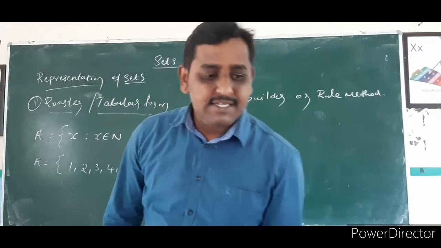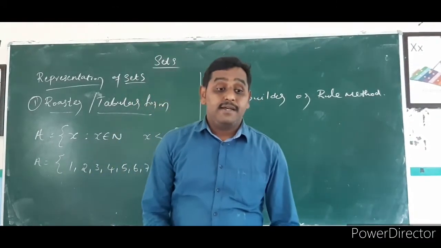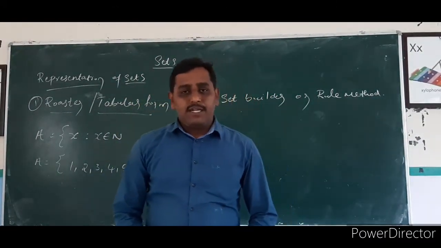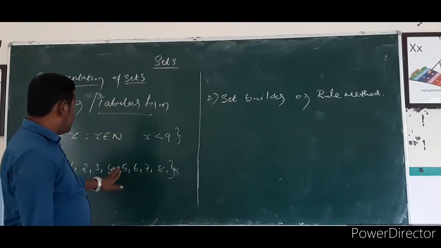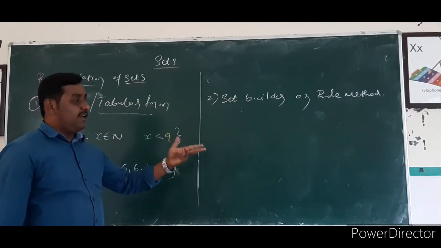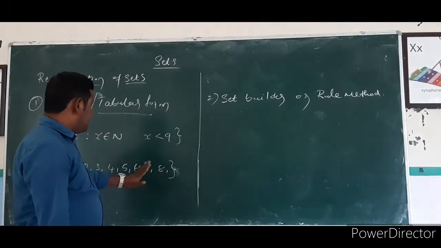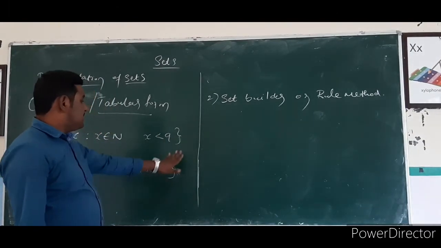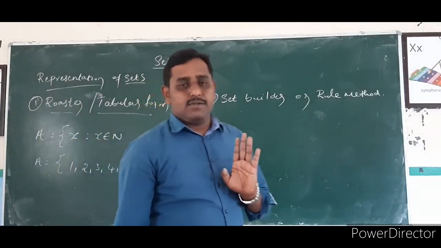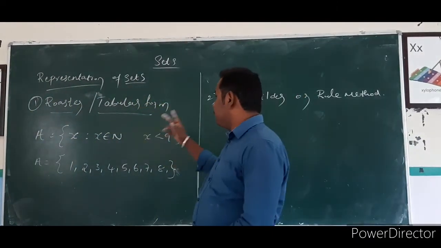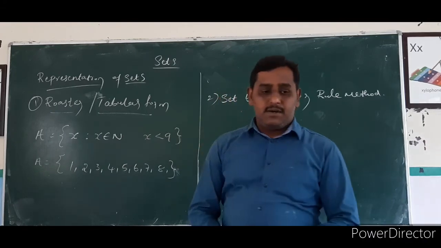Next one is set builder method. Here it is the reverse. If the numbers are given like this, you can write them in a rule, or set them in one form of statement. So these are the two ways of representation of sets.